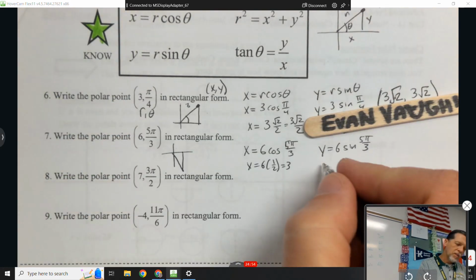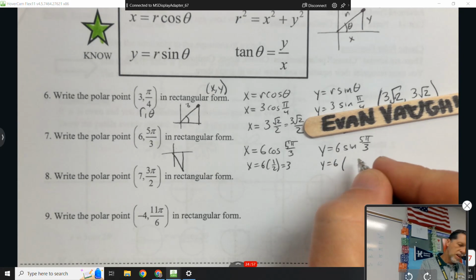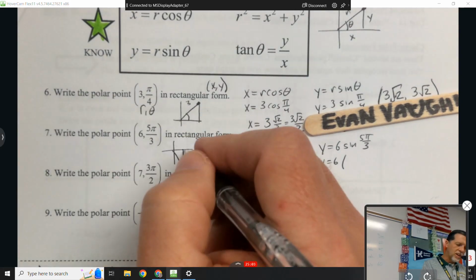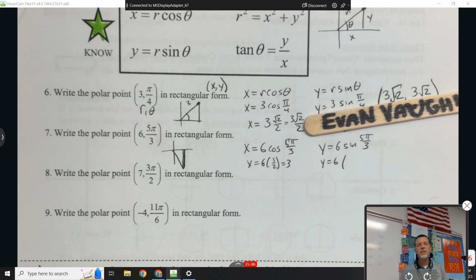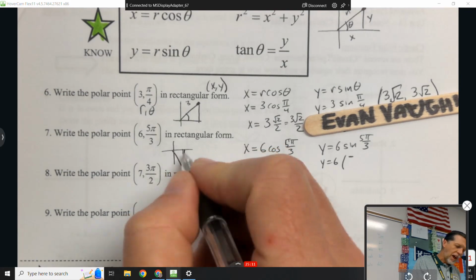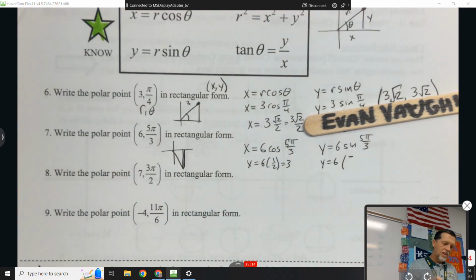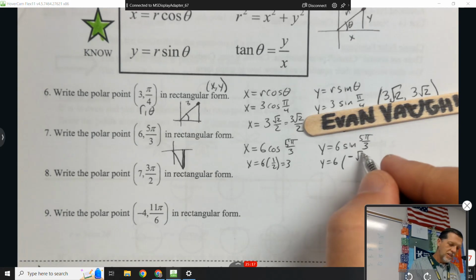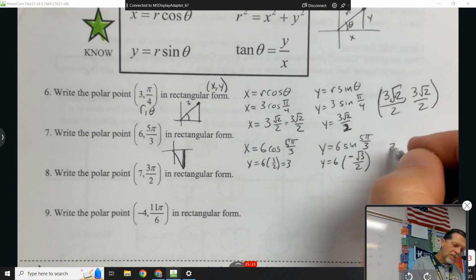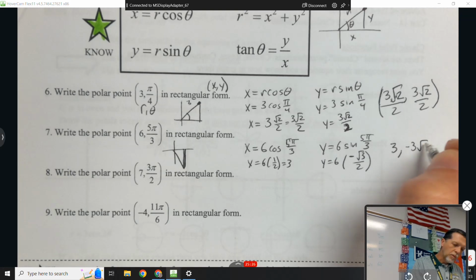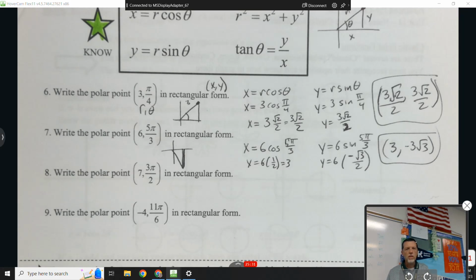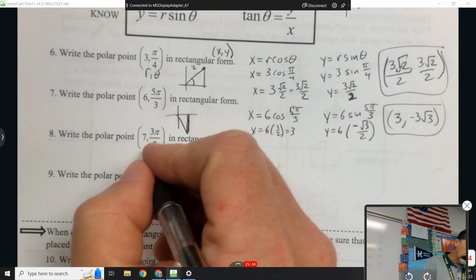Evan, how about the sine of 5 pi over 3? Would that be 1/2? Oh wait, 1/2? The sine is the long side right there. Another advantage of drawing the picture. Definitely negative, but the short side was 1/2, so the long side, negative square root of 3 over 2. There we go. So my coordinates then is 3 comma negative 3 root 3 over 2. So you can just follow the pattern and not even worry about the picture.